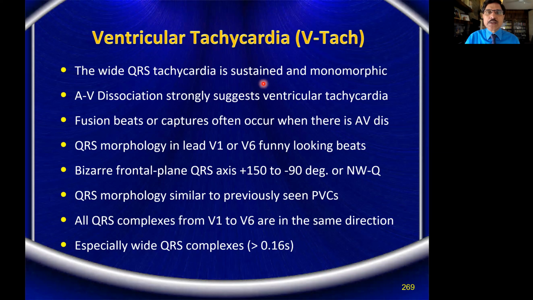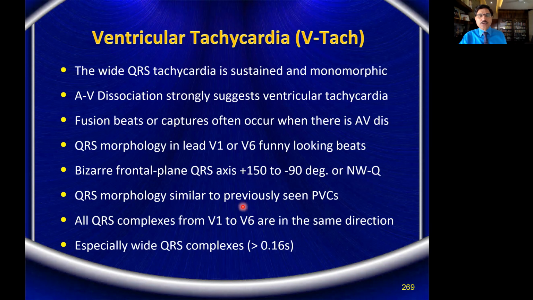Now, ventricular tachycardia or VTAC, a dangerous arrhythmia. A wide QRS tachycardia is sustained monomorphic tachycardia. AV dissociation strongly suggests ventricular tachycardia. Fusion beats or captures often occur when there is AV dissociation. QRS morphology should be studied in leads V1 to V6. In V1 or V6, funny looking beats will be there. The frontal plane axis will be somewhere around plus 150 to minus 90 degrees, minus 90. That is in the northwest quadrant will be the axis. Northwest, written here, northwest quadrant.